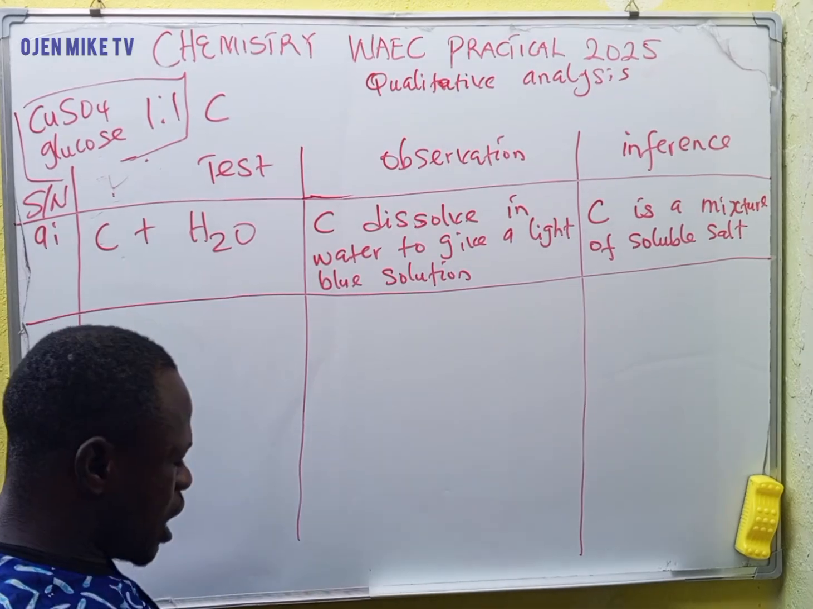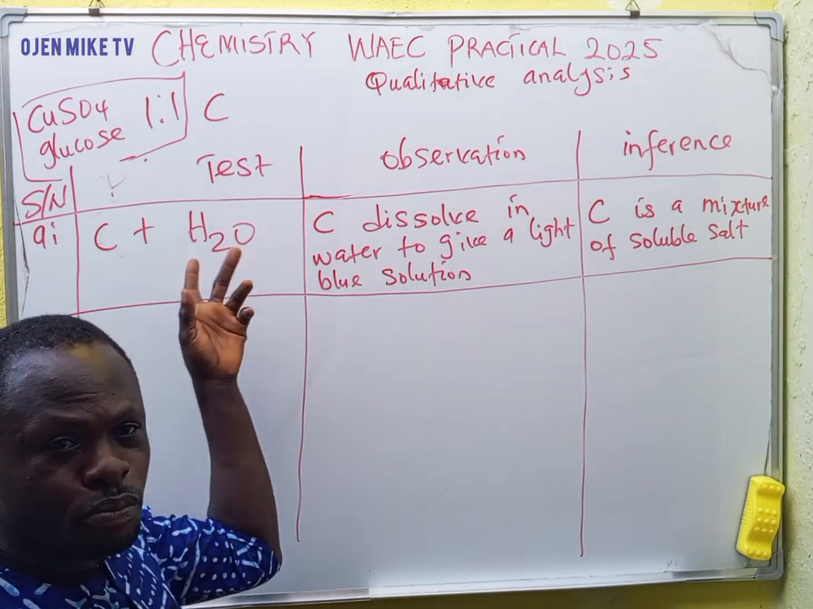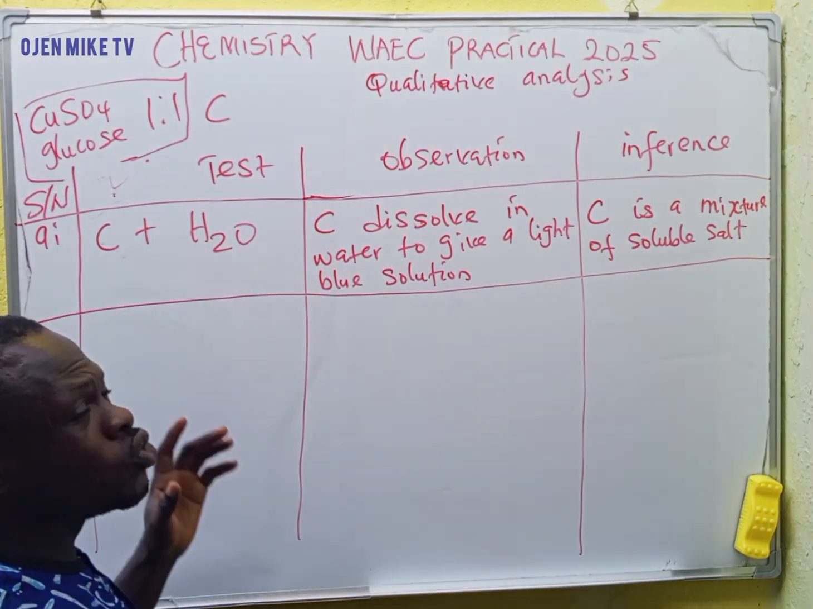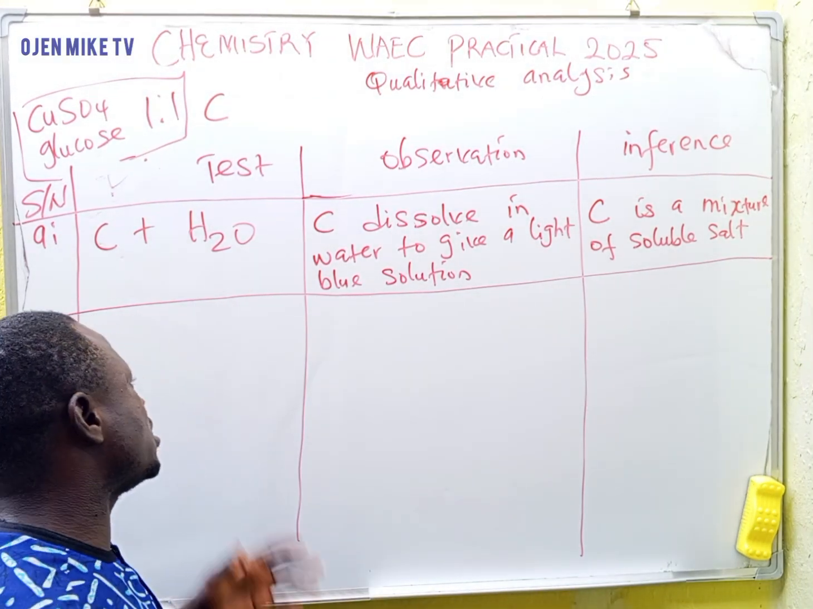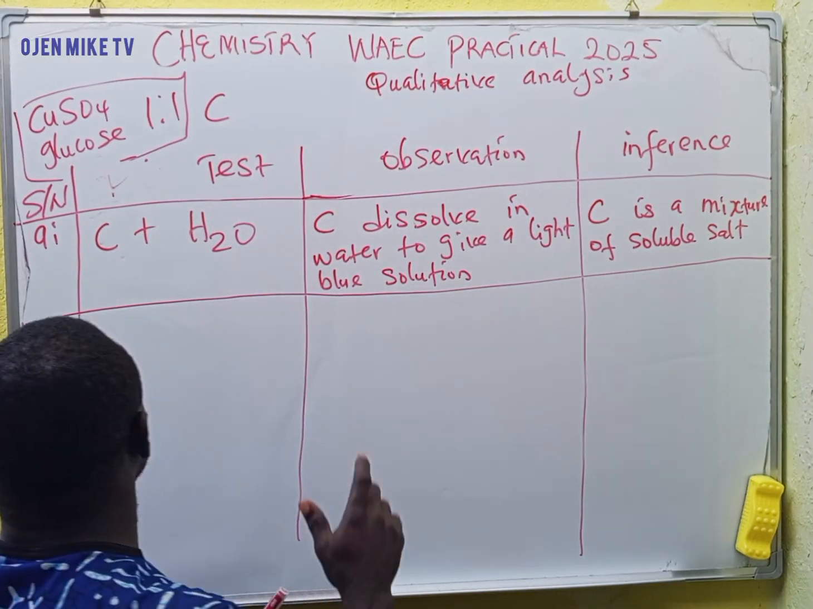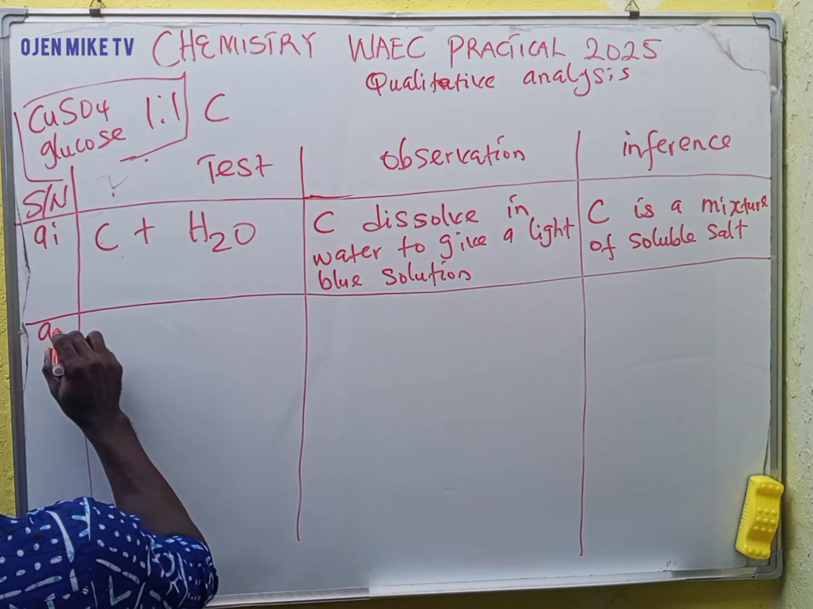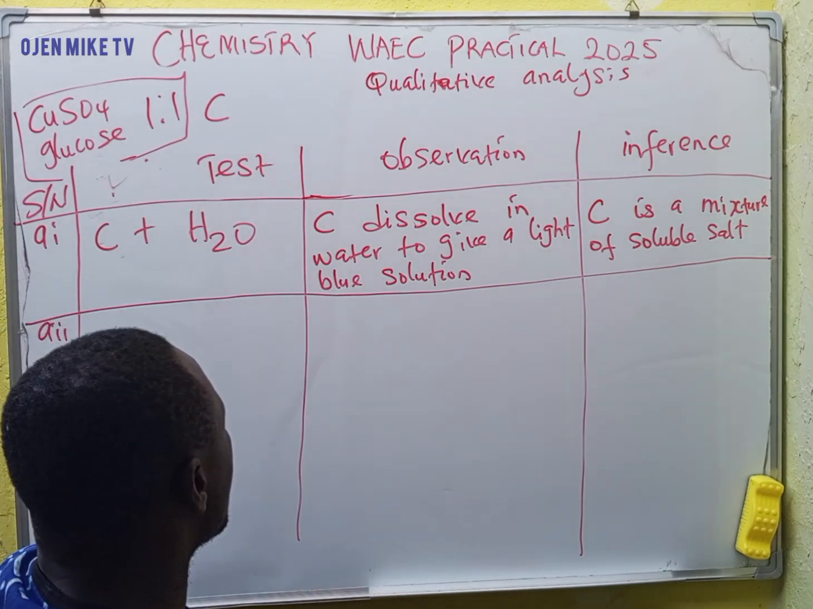Is that understood? Now this solution that you have just prepared, you will be asked to divide this solution into 3 portions. Do you get that? You'll be asked to divide it into what? Into 3 portions. So on first, you now say A2. Let's title this one A2.